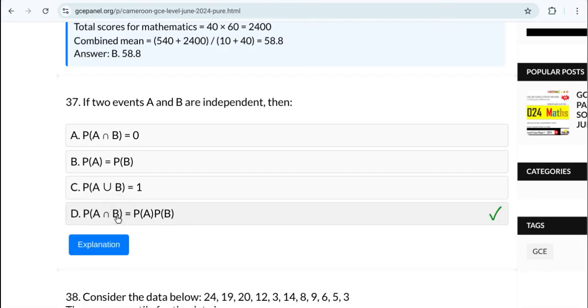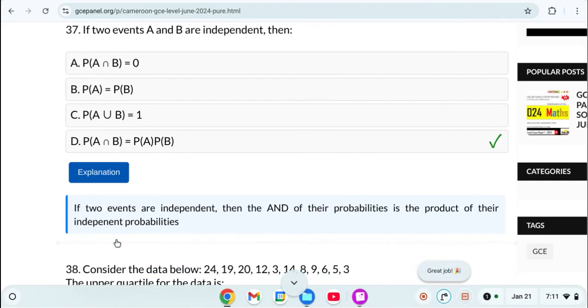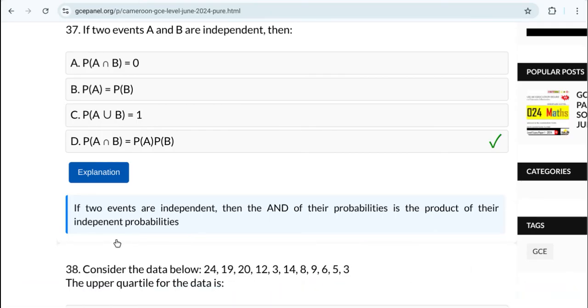This one, you don't even need to solve anything. So for two independent events, the probability of A intersection B is the same as probability of A times probability of B. Key here is D. Question 38.